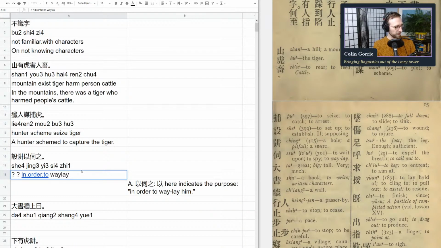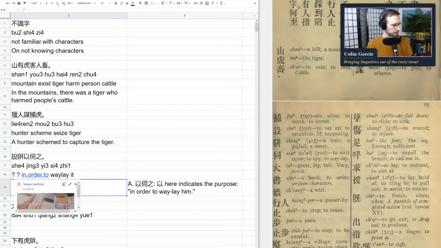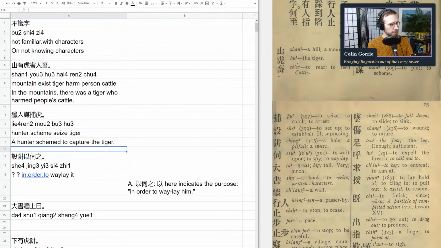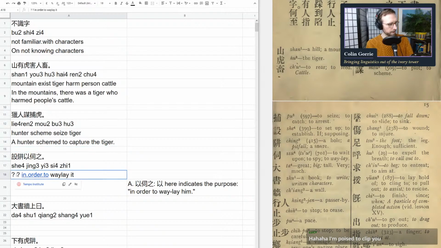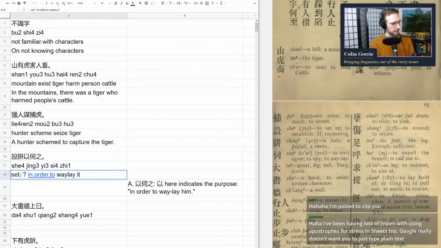In order to waylay, and then we have it, this third person pronoun. So that we could just call it "it" for the sake of readability. My pop filter is moving on me. Okay, what are these other morphemes we have here? 设 jing, 设 to set up, to establish, or if supposing. I think what we're dealing with here is to set up. So set up, and then what is set up? A jing, a pitfall, a trap.